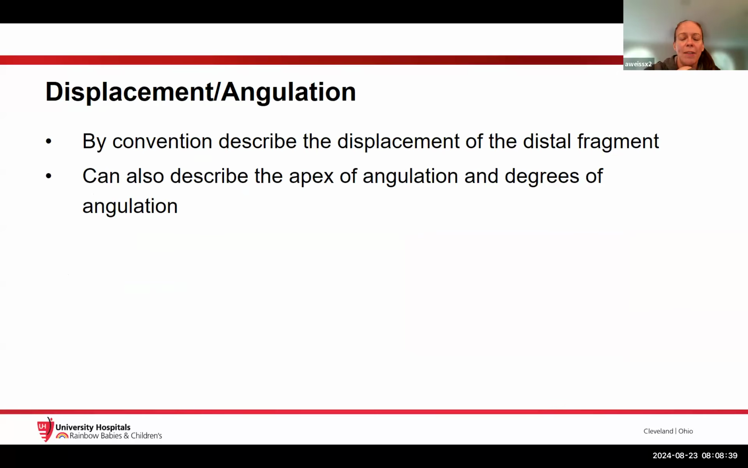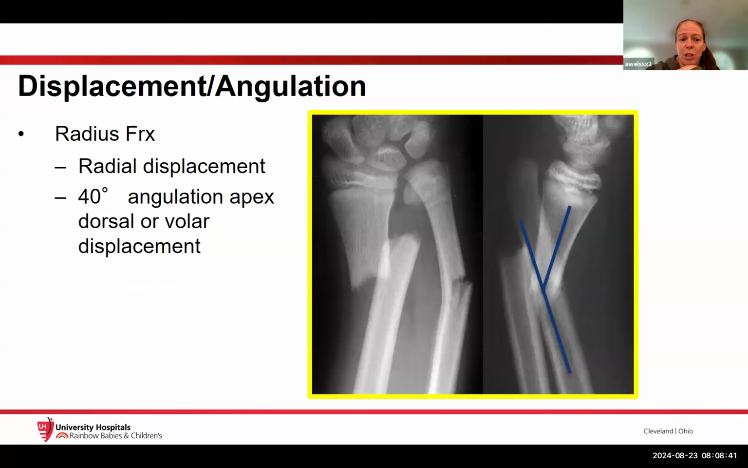So describing the angulation can sometimes be confusing to people. If you're describing angulation, you want to describe which direction the distal fragment is displaced. The distal radius here is displaced volarly, but the apex of angulation is dorsal. So you can describe both, or one or the other.